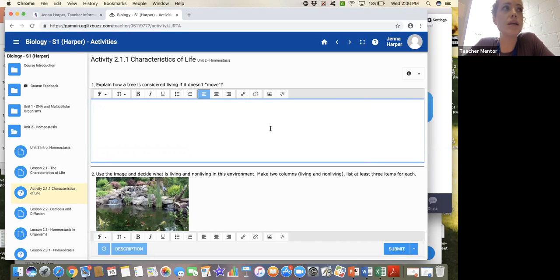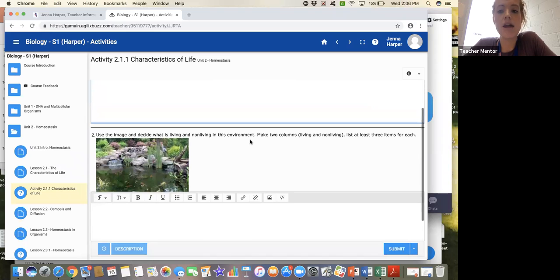The reason it doesn't move is that it is a producer. It does not have to go get its food. It's going to make its own food. So we consider a tree to be living, okay?